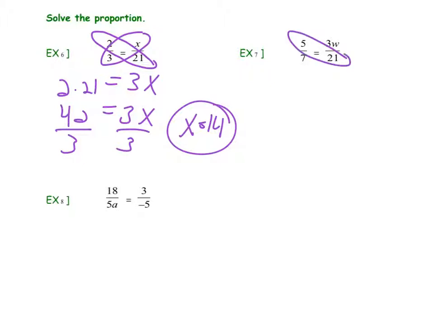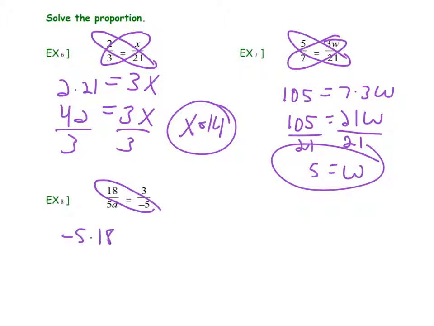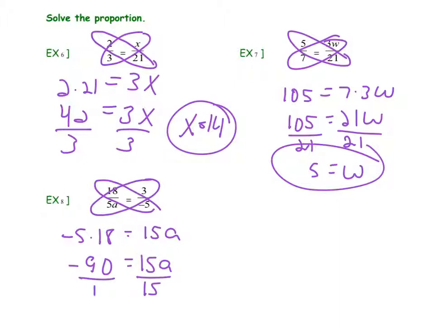All right, this one we're going to do 5 times 21, so I should get 105 is equal to 3w times 7, 7 times 3w, so I'd get 105 is equal to 21w, and then if I divide by 21, I believe I would get 5. Okay. Next, we're going to multiply negative 5 times 18, and that's going to be equal to 3 times 5a, which is 15a, and multiply this out. You get negative 90 is equal to 15a, then divide by 15, and now we get a is equal to 6, I believe, negative 6.